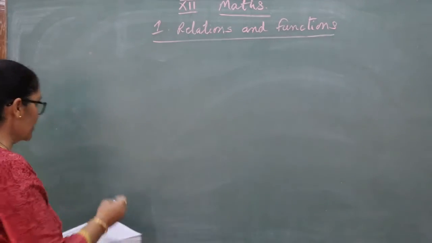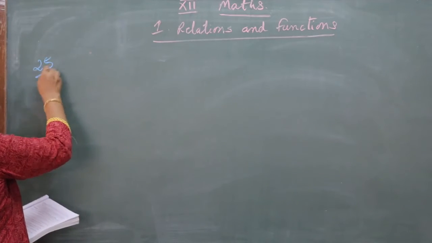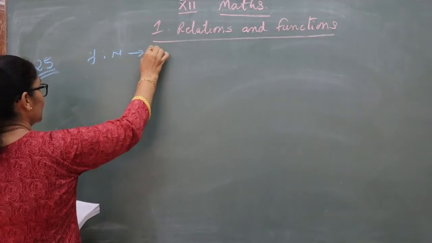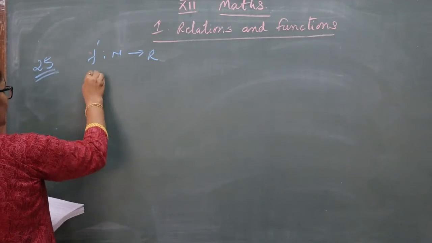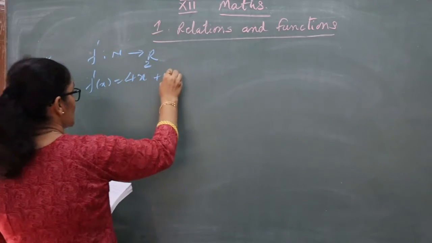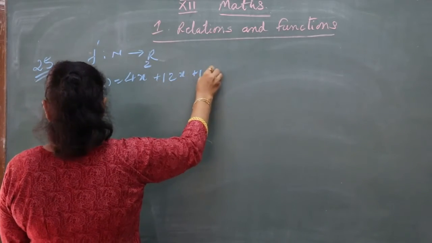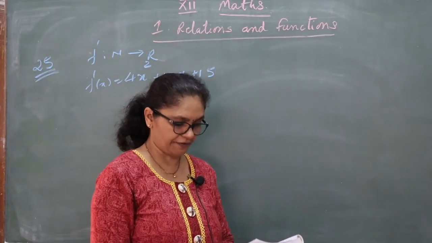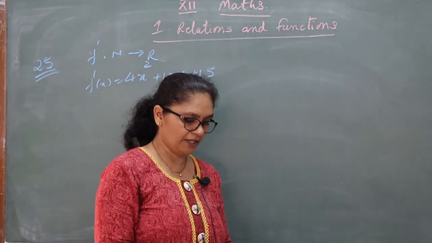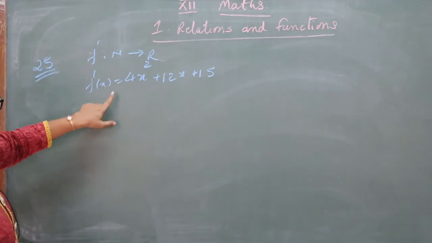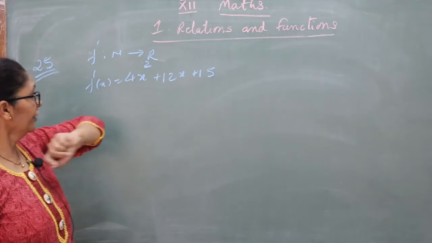Your 25th question is given. f from N to R, and f of x is given as 4x square plus 12x plus 15. So f from N to S, where S is the range of f, is invertible, and find the inverse of it. Now first of all, check it. This is the quadratic given.